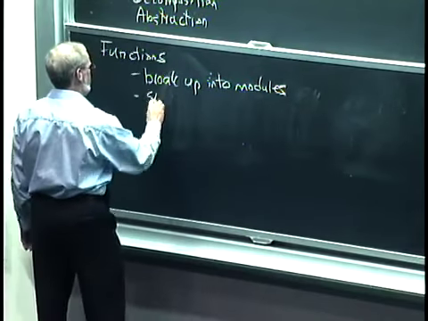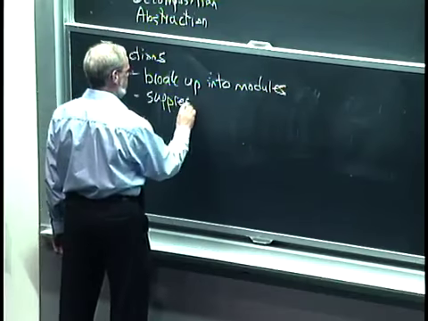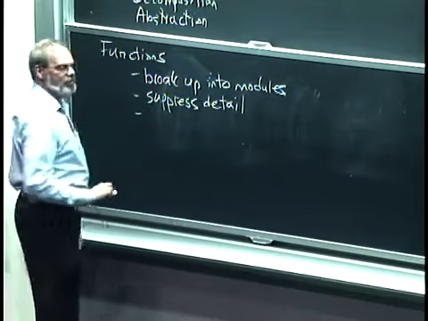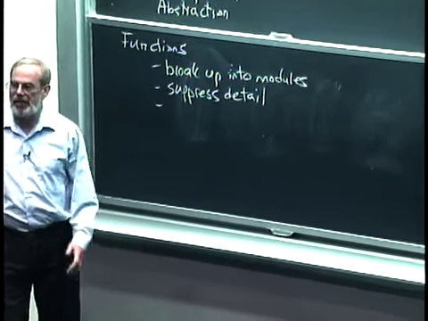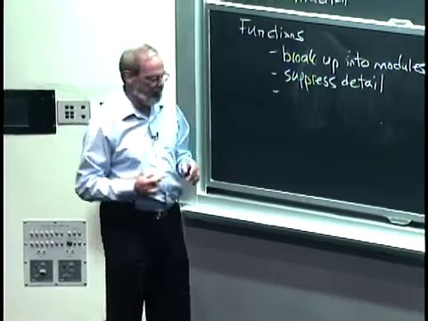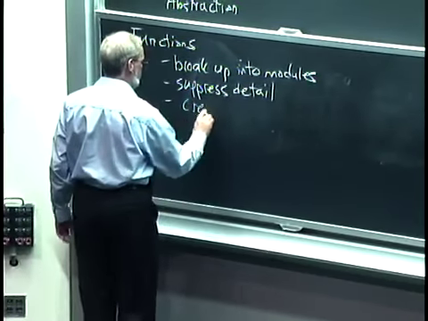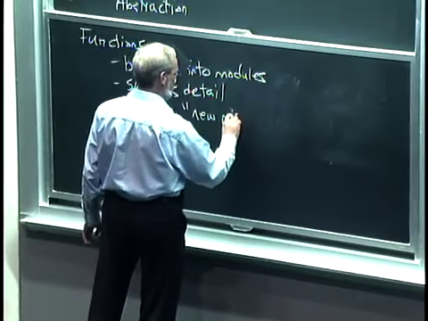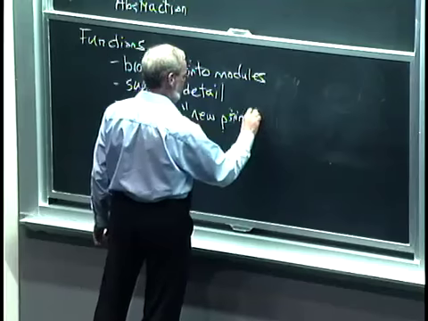Second thing they're going to do is let us suppress detail. In essence, what that does is the functions, we're going to look at a bunch of examples in a second. These functions are going to give us a way to, in some sense, one way of thinking about it is to create new primitives. And I'm going to put those in quotes because it's generalization.